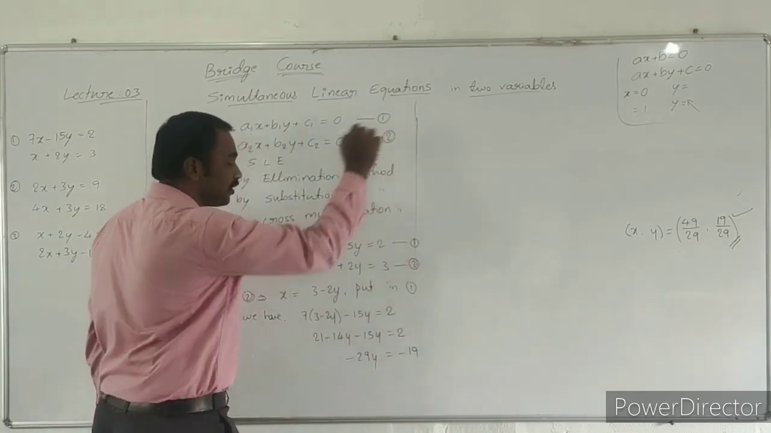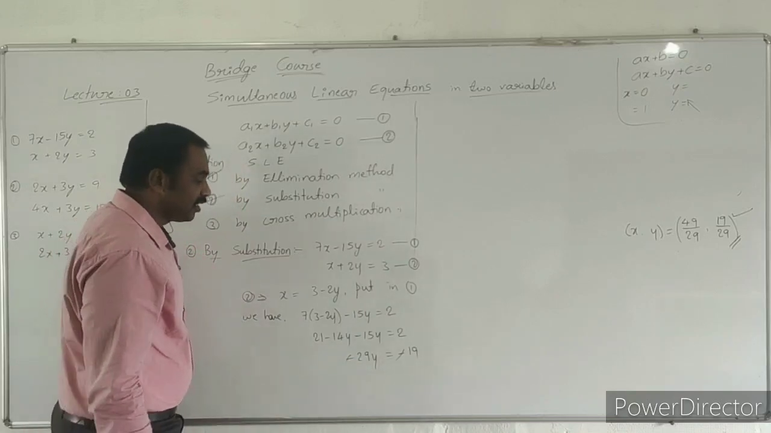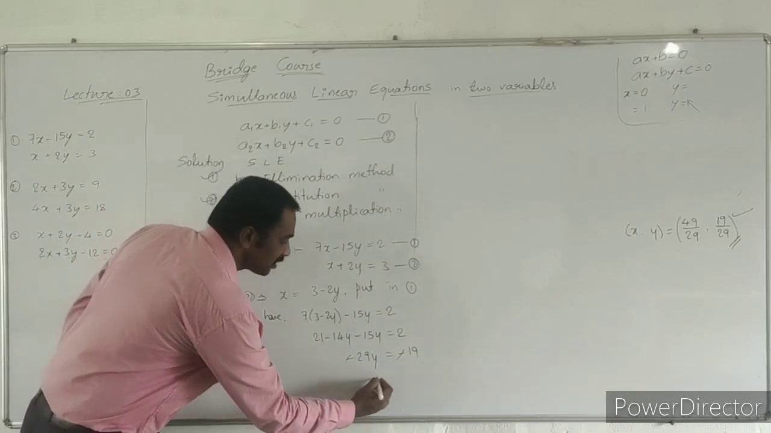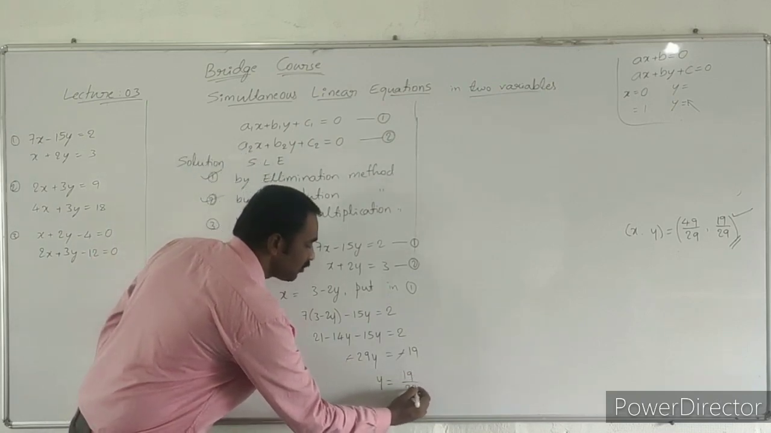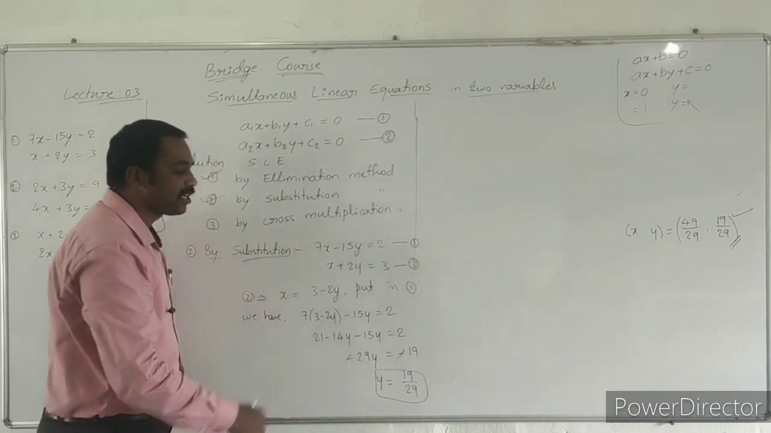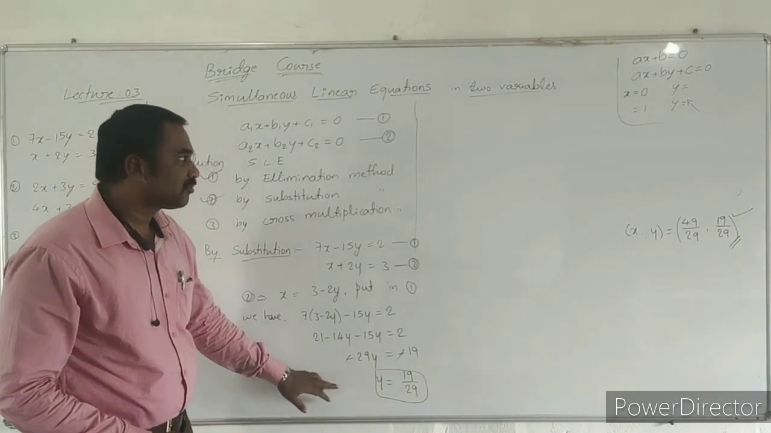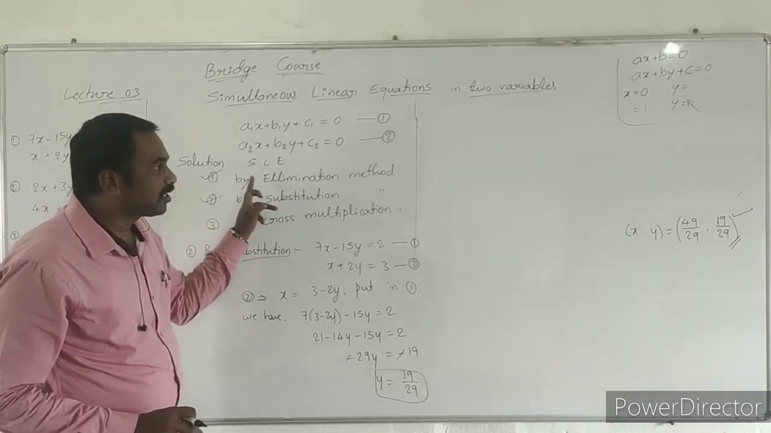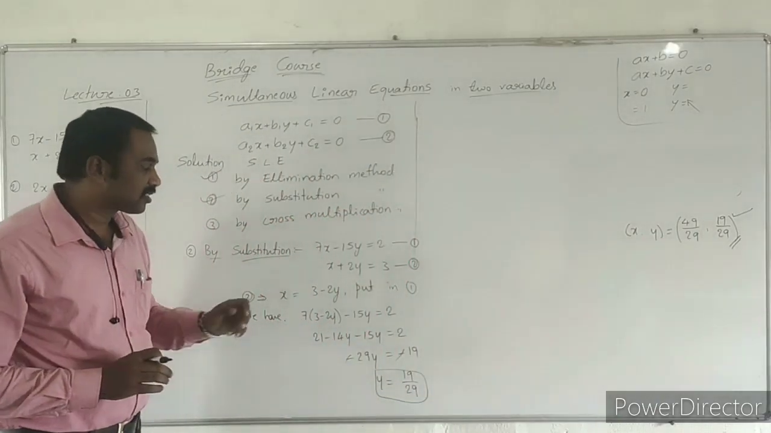Now I continue here. The minus signs cancel. If you cancel the minus, then what will be the y value? y is equal to 19 divided by 29. You just observe that by the elimination method, what was the y value? 19 divided by 29. Yes.